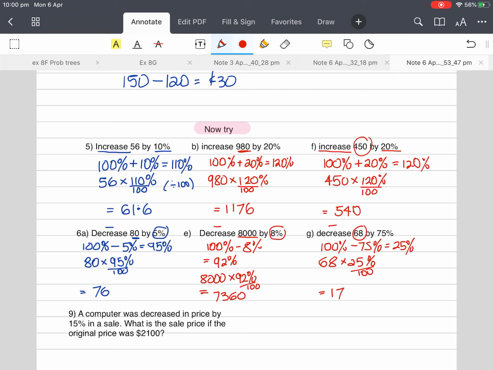Ooh, let's see if I get this one right. Where did I get this one from? Okay, not there. Alright, so let's have a go.